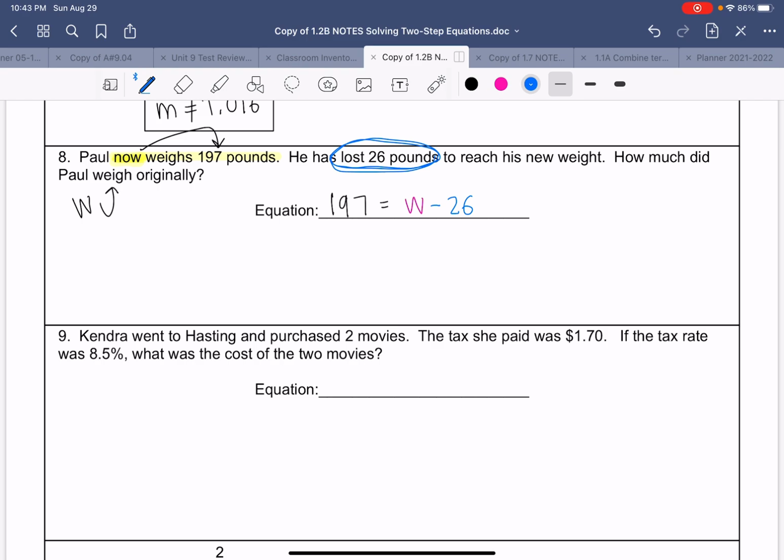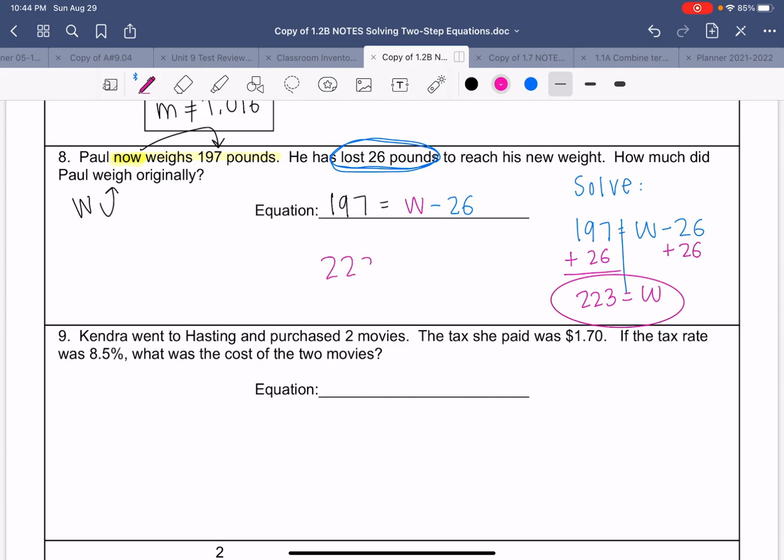So now we need to solve. I have 197 equals W minus 26. Draw my railroads. I want to get W by itself. In order to get W by itself, I must undo the minus or negative 26, so I need to add 26. When I add 26, I get 223. And that is how much he originally weighed, which is 223 pounds.